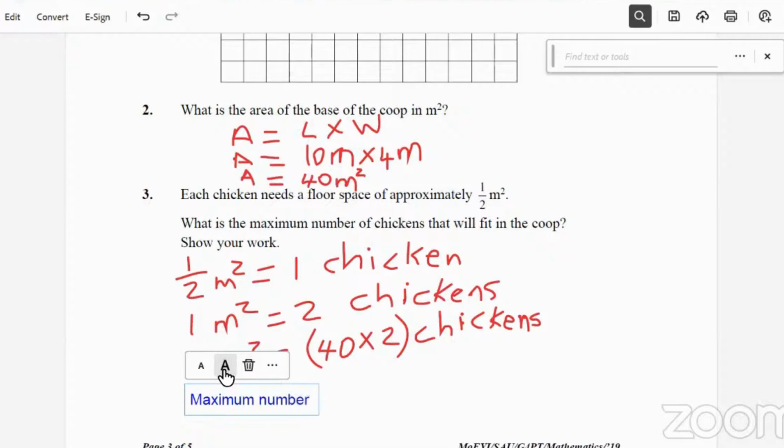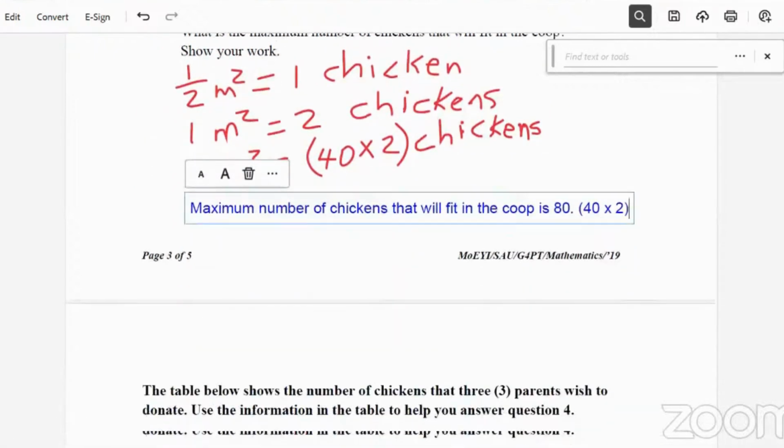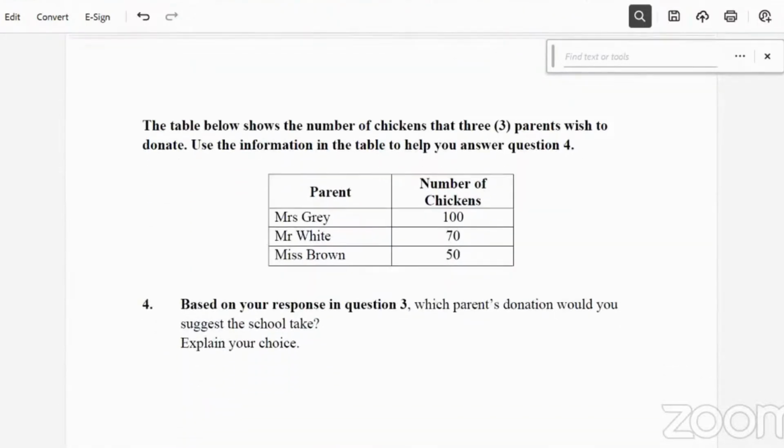Maximum number of chickens that will fit in the coop is 80. Okay, and remember that would have been 40 times 2. Okay, that's it for question 3. Paper is very easy so far. Let's get to question 4.